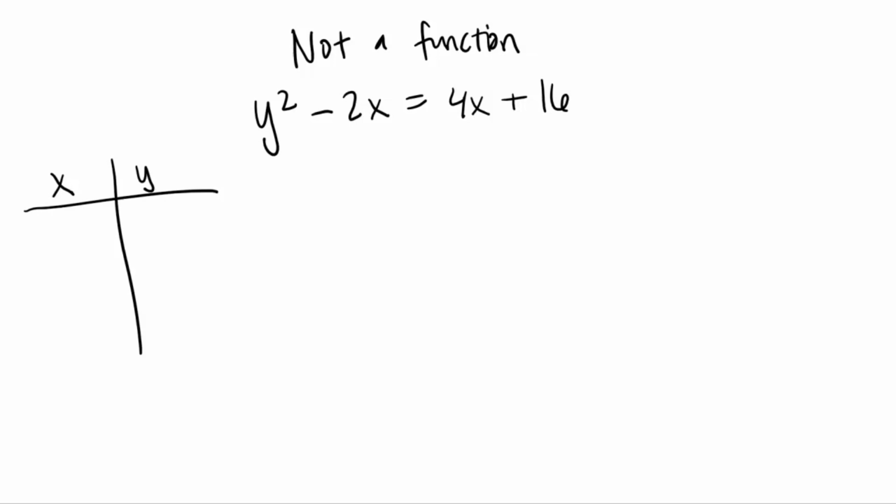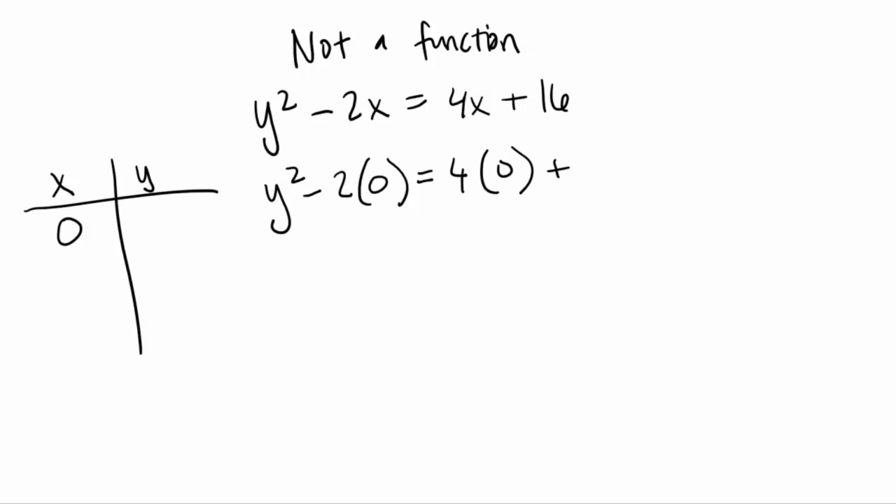So when we're talking about inputs and outputs, remember, if it is a function, then when I put in a number for x, I should only get one number out for y. If it's not a function, when I put in a number for x, I'll get out 2 or more different numbers out for y. So let's say I want to put in 0 for x. Plugging 0 into this equation for x, I have 2 times 0 and 4 times 0. When we multiply by 0, those just go away because they equal 0. So then I get y squared equals 16.